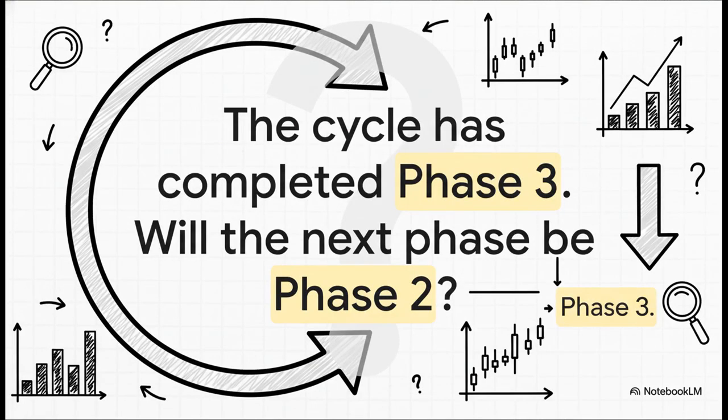And that brings us right up to the present moment. Phase 3 is officially complete. This leaves us with a fascinating question that's presented right in the source material. Now that phase 3 is done, will the cycle's next phase actually be phase 2? That's quite a turn of events, isn't it?